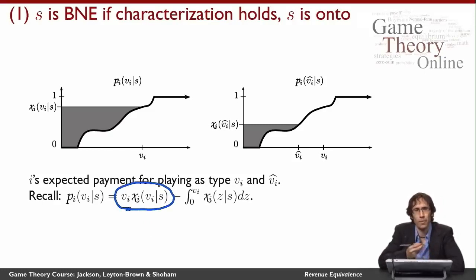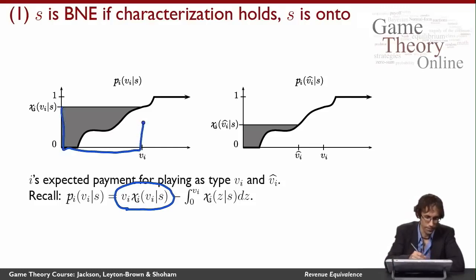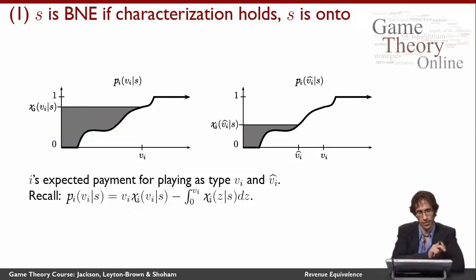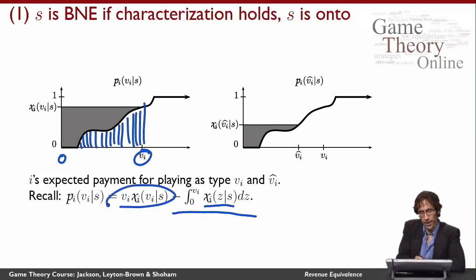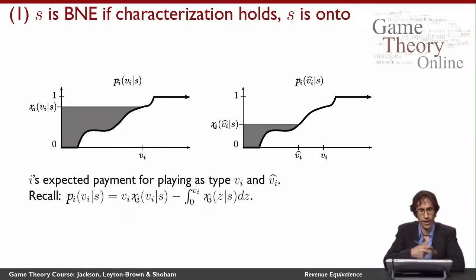Well, this first term here is the one that we've been thinking about all along, right? That's the area of the rectangle, right? vi multiplied by xi of vi given s, which is that. So it's that whole shaded region that we just looked at on the previous slide. Now, what are we subtracting here? This is the integral from 0 to vi of xi of z given s. So in other words, it's the area underneath this allocation curve. It's all of that. So the payment is the whole rectangle minus this stripy region here. And of course, that's the gray region that I'm showing you on the slide. So the agent's expected payment is the part of that rectangle that I showed you which lies above the curve. Well, that's kind of interesting.